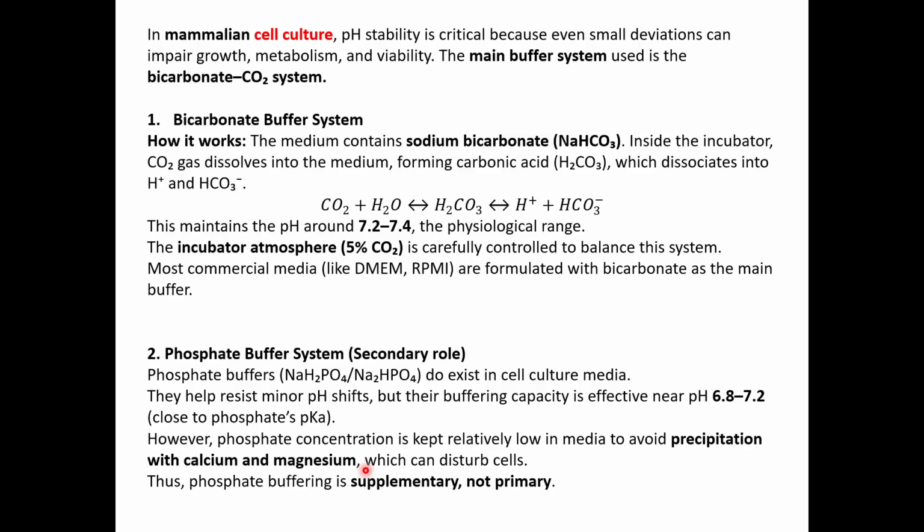So all these are salts, so they can get precipitated. So this might disturb the cell adherence or the cell morphology, physiology, everything. So these are all usually kept at a minimum, relatively low concentrations. So phosphate buffering is supplementary when it comes to this range, but not used as a primary system.